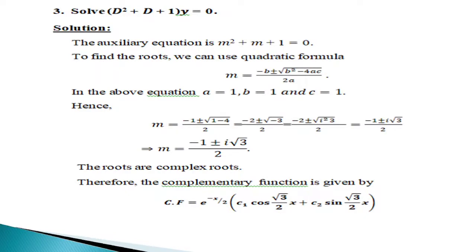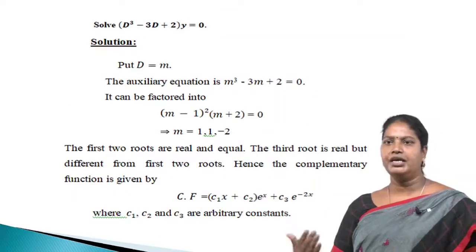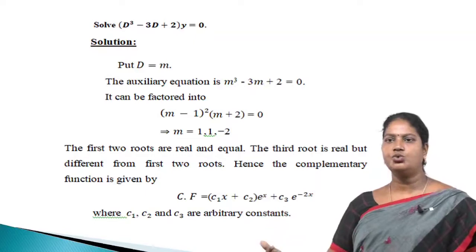Now we are going to the higher order equations. I already mentioned that we are going to solve higher order differential equations. So first we are starting with order 3. Put D equal to m in the given equation. So the auxiliary equation will be m cube minus 3m plus 2 equal to 0.